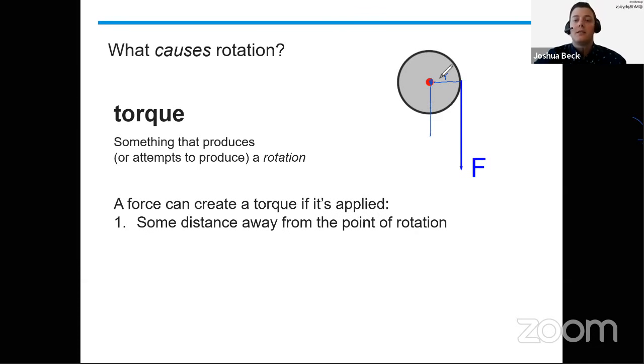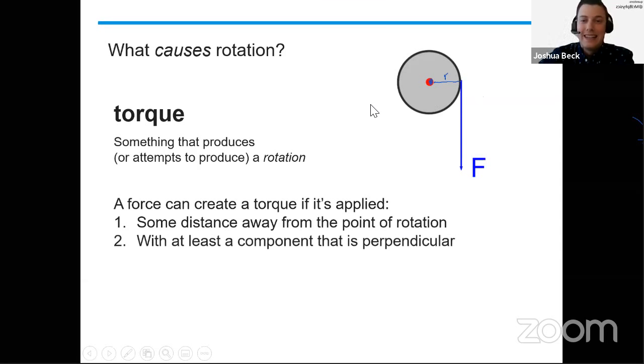Now, our second requirement in order for a force to create this torque is it needs to be perpendicular, or at least a portion of it has to be perpendicular to that r vector. So we've offset our force with some r vector right here. And you can see the way that I have this drawn, this is at 90 degrees. So every bit of this force is perpendicular to that r vector. So every bit of this force is generating a torque.